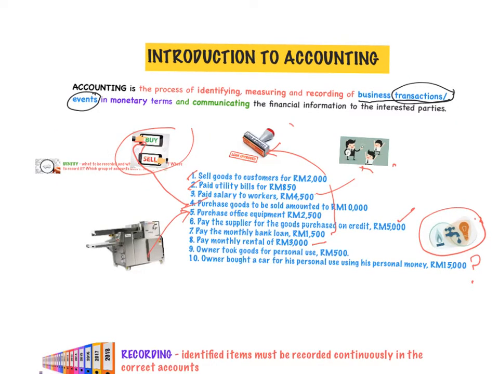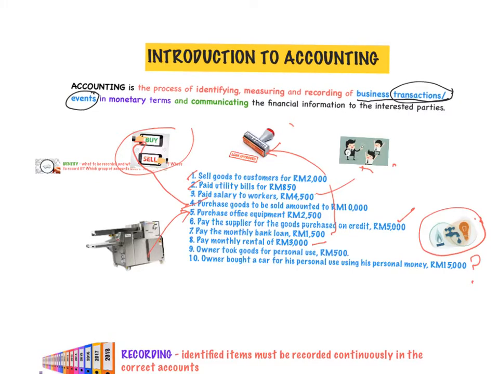So now you understand about business transactions, the activities that take place in a business that have to be recorded in the accounting books of the business, so that at the end of the period we are able to calculate the profit or loss that the business makes. These are the examples of business transactions that we have looked at.